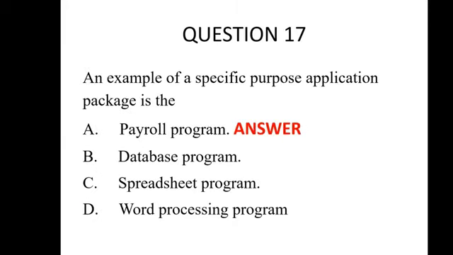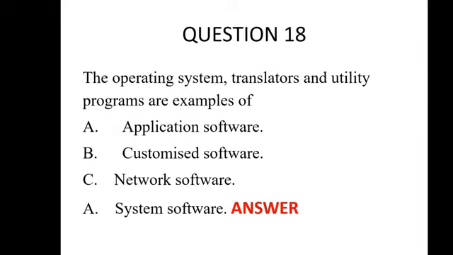An example of a specific purpose application package is the payroll program. Others are general purpose application package. Operating system, translator, and utility are examples of system software.